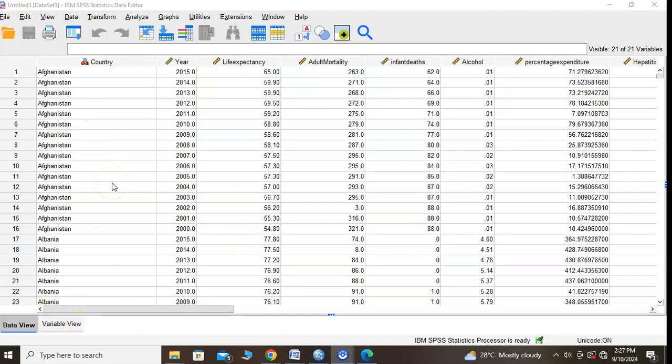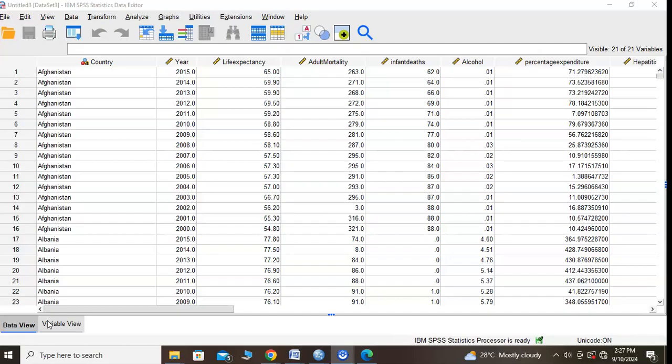Hello everyone. So I'm going to take you through the process of using SPSS to model and simulate the relationship between life expectancy and socioeconomic factors based on the life expectancy WHO dataset. As seen below is our SPSS.